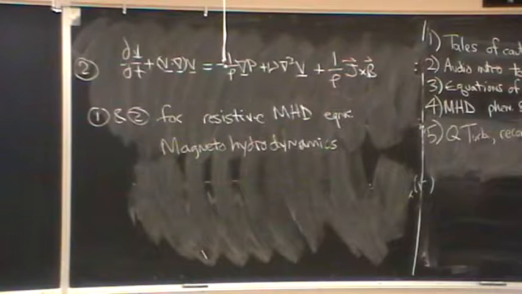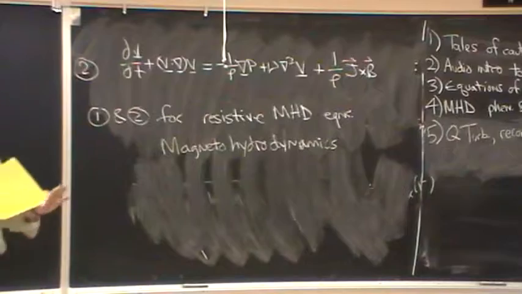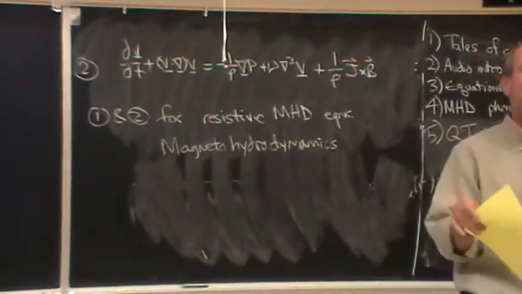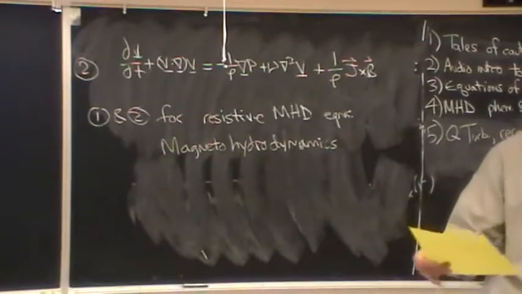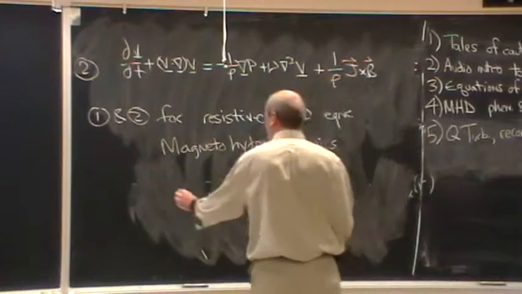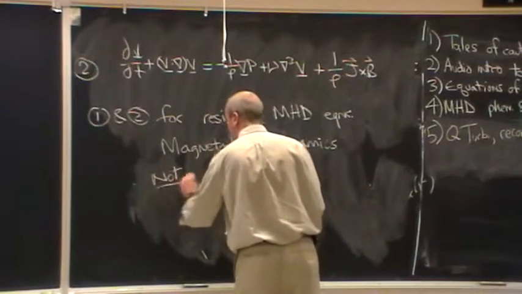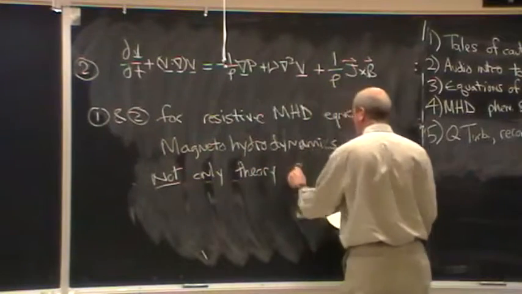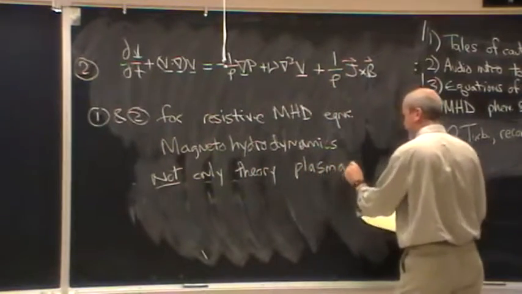So the thing about MHD equations is that they're simple. They're simple at the level of Navier-Stokes. They're a good model. It can be computed in many cases. There's a lot of analysis that can be done on them, but they're not the only model. They're not the only theory, especially for plasmas.